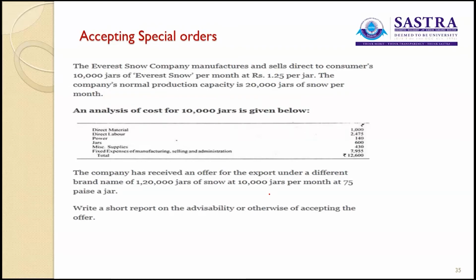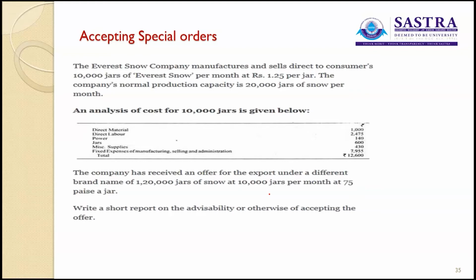Then, accepting special offers. The Everest Snow Company manufactures and sells direct to the consumers 10,000 jars of Everest Snow per month at rupees 1.25 per jar. The company's normal production capacity is 20,000 jars of snow per month. So the company can produce 20,000 jars per month.